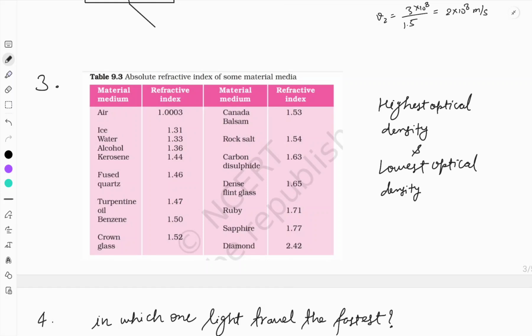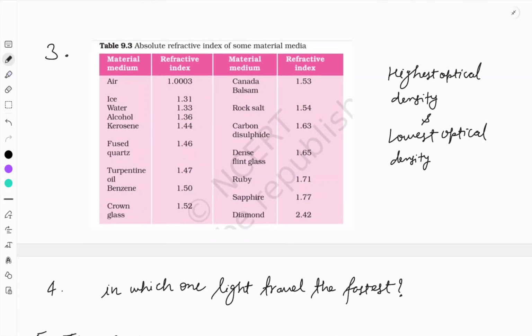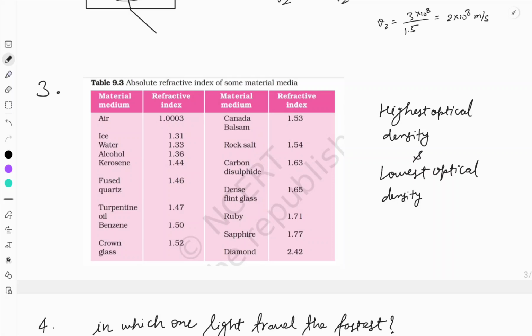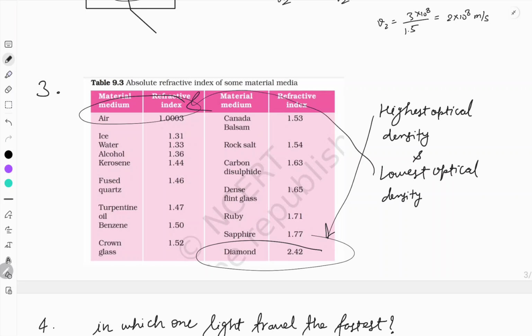Absolute refractive index of some material media. We have been given a table, and it is asking which material has the highest optical density and which material has the lowest optical density. As a rule of thumb, you can remember that a material with high optical density has a high refractive index, and a material with low refractive index has low optical density. So diamond would be the highest optically dense material according to this particular table, and air would have the lowest optical density. Okay, that's done.